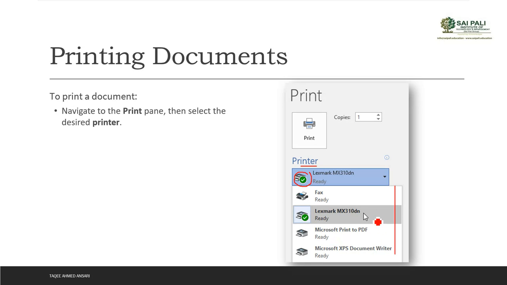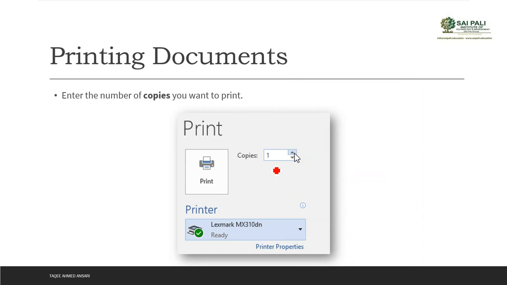After selecting the printer, you can select how many copies you want. You want 1 copy of the paper, or you want 2 copies of the paper. Like my document has 15 pages, so if I select 2 copies, that means it will create 2 copies of all the 15 pages. That means 15, 15, 30, whatever.